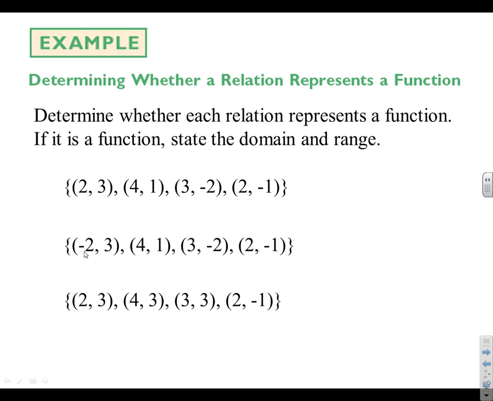Let's take a look at the second one. -2, 4, 3, 2. Any repeats? No, there's not. So this is a function. And lastly, are there any repeats here? Yep, 2 and 2. So this bottom one is a no. We would have had no, yes, and no. The no's are because of these 2's resulting in two different outputs.